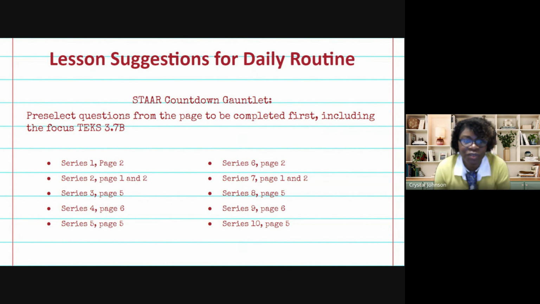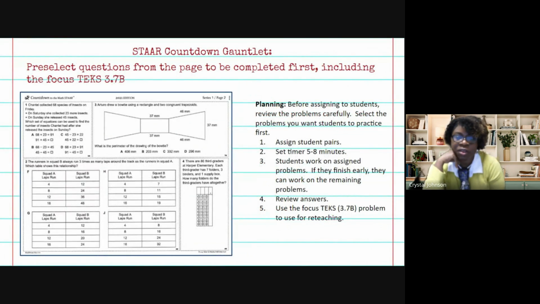For your daily routine, I am going to recommend that you use the STAR Countdown Gauntlet. Pre-select your questions from the page to be completed first, including the focus TEK of 3.7b. So here are all of the, I've gone through the gauntlet. I've only gone through half. There are more series than the ones I'm showing, but out of the first 10 series, these page numbers do have the TEK 3.7b.